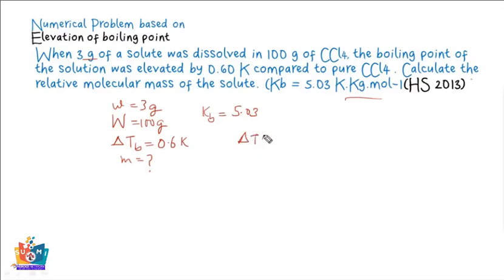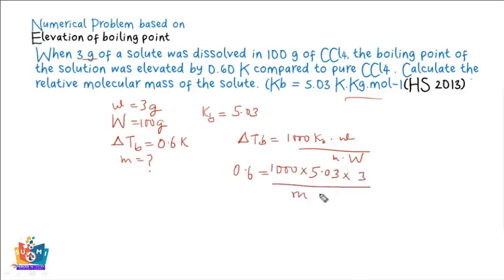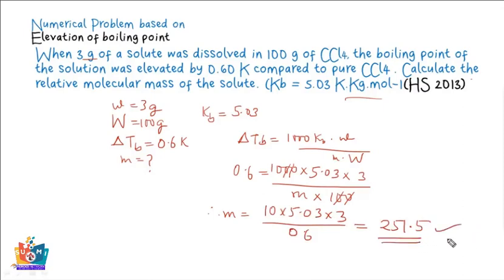Now we have delta Tb equals 1000 Kb into small w divided by small m capital W. This is the equation. Delta Tb is 0.6 equals 1000 Kb is 5.03 into small w is 3, small m is not known, and capital W is 100. Cancelled. So therefore, m equals 10 into 5.03 into 3 divided by 0.6, and this will come out as 251.5. This is the molecular mass of solute.